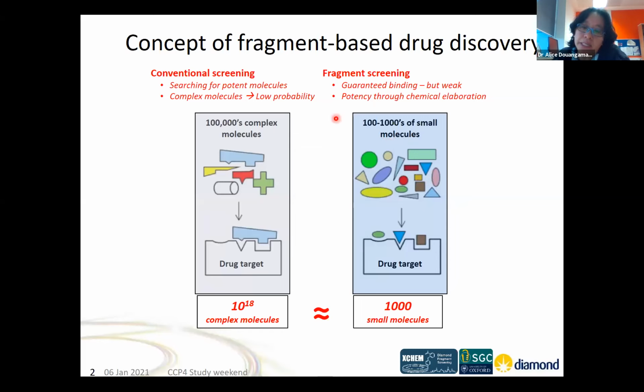You're guaranteed to have binding, but it's going to be weak. So the potency will come from chemical elaboration. You will have to develop those molecules into lead compounds. The positive thing is that instead of screening 10 to the 18th complex molecules, you're going to be screening about, let's say, 1,000 small molecules.